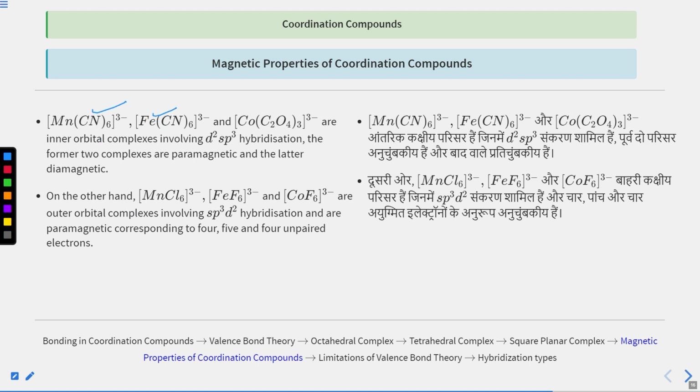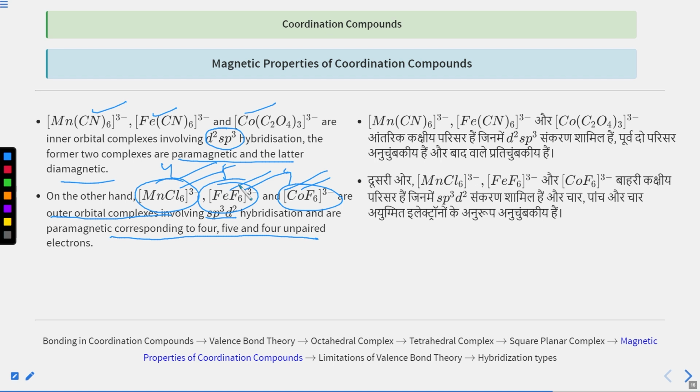So this and this, that is MnCN6 whole 3 minus, FeCN6 whole 3 minus, and Co C2O4 3 minus, they all are inner orbital complexes and involve d2sp3 hybridization. The former two complexes are paramagnetic and the latter is diamagnetic. On the other hand, MnCl6 3 minus, FeCl6 3 minus, and CoF6 3 minus all are outer orbital complexes involving sp3d2, and are paramagnetic, corresponding to 4, 5, and 4 unpaired electrons.